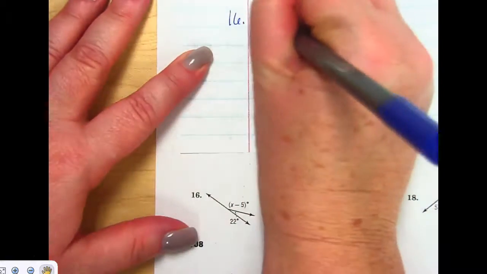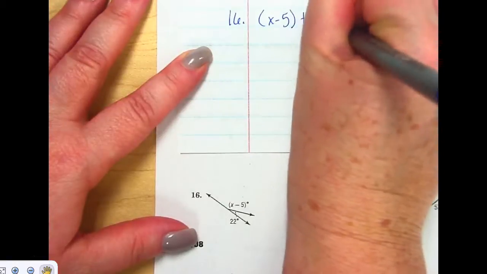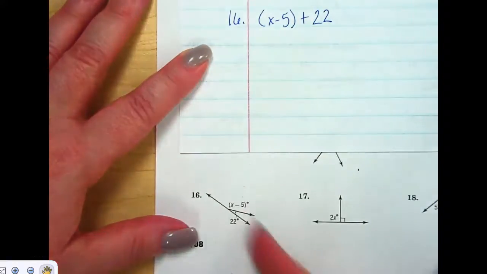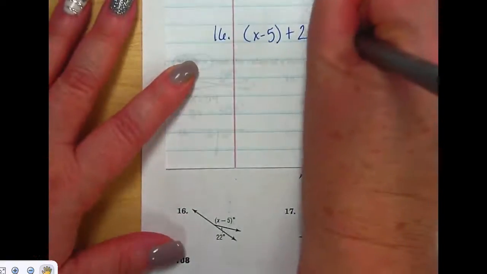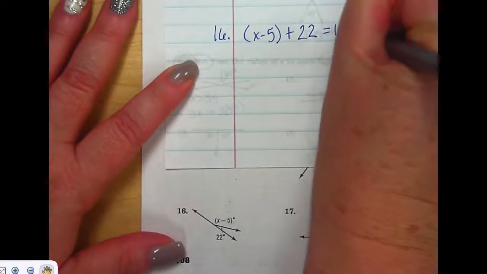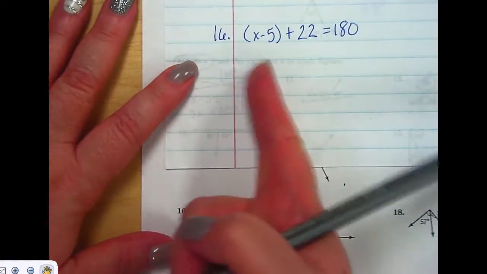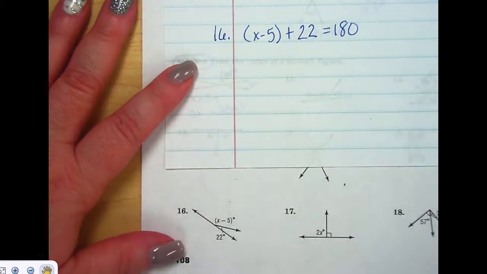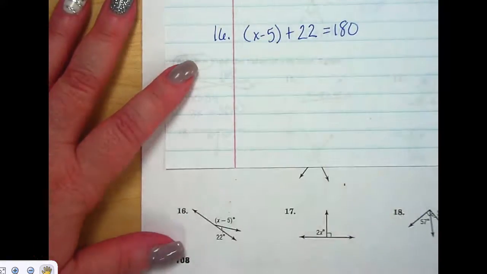So, x minus 5 plus 22. You're still adding them together because that's the rule. Adding two angles together, they have to equal 180 degrees. Now, I feel a little concerned about the parentheses. Is there anything I need to do? So, is there anything I can do inside the parentheses? Can I subtract 5 from x?